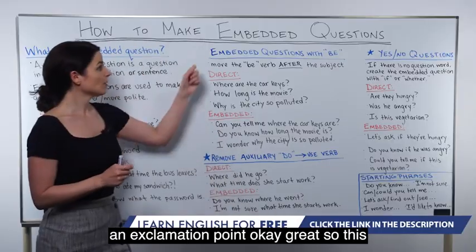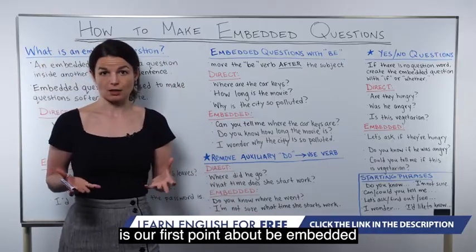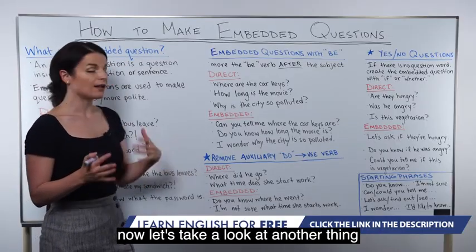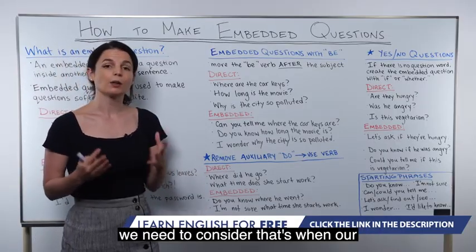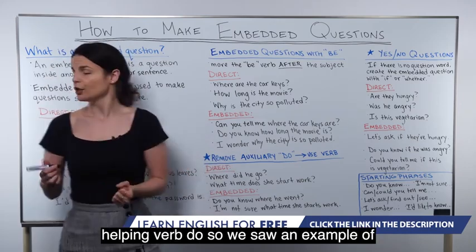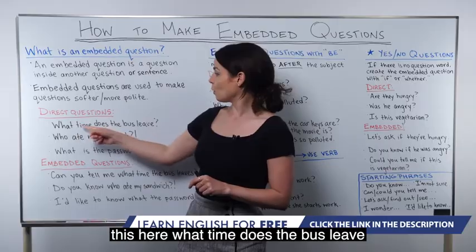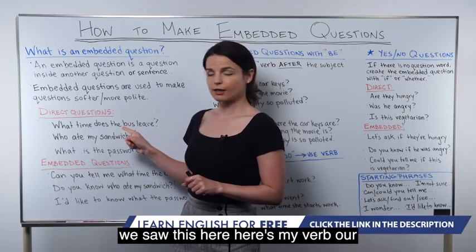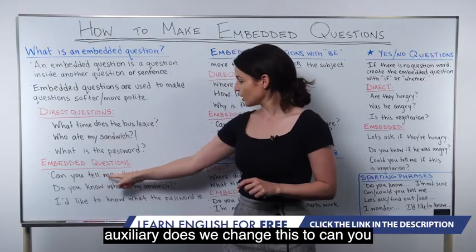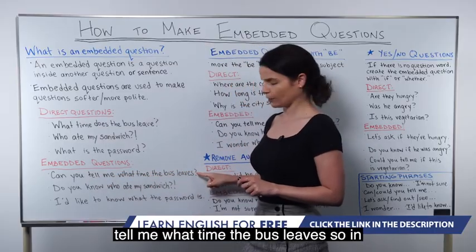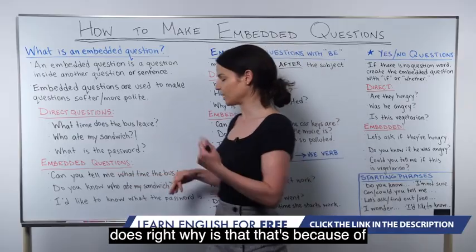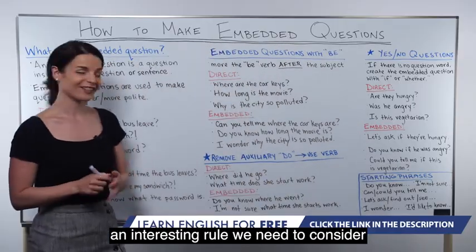Okay, great. So this is our first point about embedded questions that use be. Now, let's take a look at another thing we need to consider. That's when our question uses the auxiliary or the helping verb do. So we saw an example of this here. What time does the bus leave? Here's my verb, our auxiliary does. We changed this to, can you tell me what time the bus leaves? So in this part, you might notice there's no does, right? Why is that? That's because of an interesting rule we need to consider.